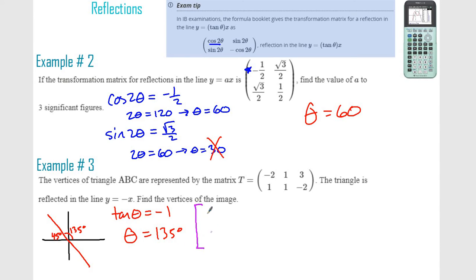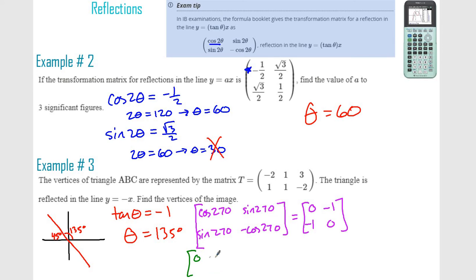So our matrix would be cosine of 270, sine of 270, sine of 270, negative cosine of 270. Ooh, that's not a 0. All right, and if we work that out, then that's just 0, -1, -1, 0. So now we just take that. I'll just keep changing colors, because why not? I'm in a festive mood.